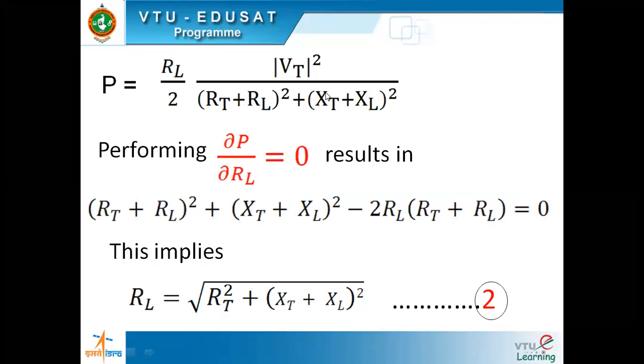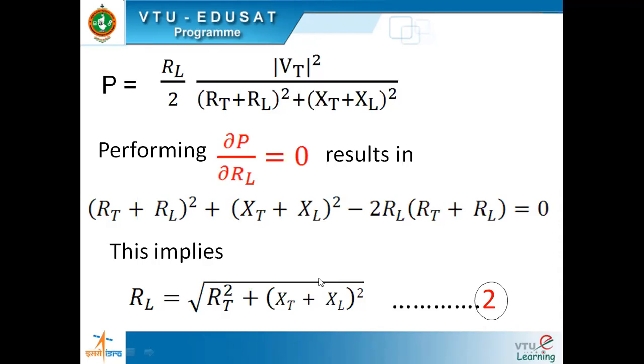So this is RP. If you perform this del P by del RL, I have not given all the steps of performing this partial differentiation. I hope you're good enough to understand what this is. Okay. So if you perform this, you will end up getting this equation number 2. That is differentiating P with respect to RL and equating it to 0 will give you this, and this implies equation number 2.